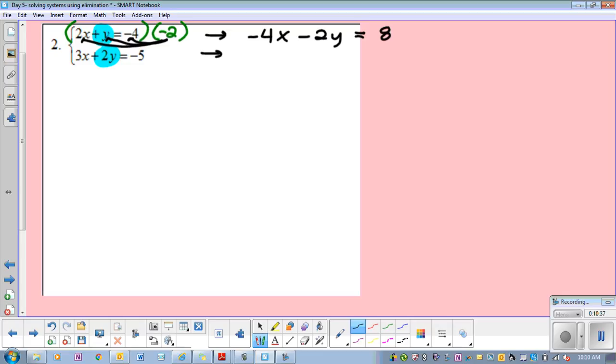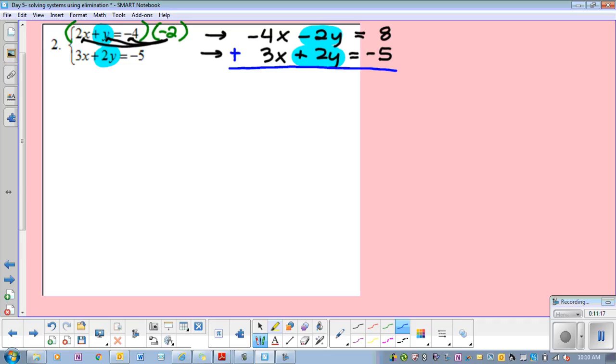Now, do we have to fix the bottom equation? No, because it's going to give me positive 2y, right? So just bring that over. 3x plus 2y equals negative 5. Okay? Now look at your y's and the number in front of your y's. You have a negative 2y on top and a positive 2y on the bottom. Cancels out. Good. Same number, opposite signs, right? All right. So you need to add everything.